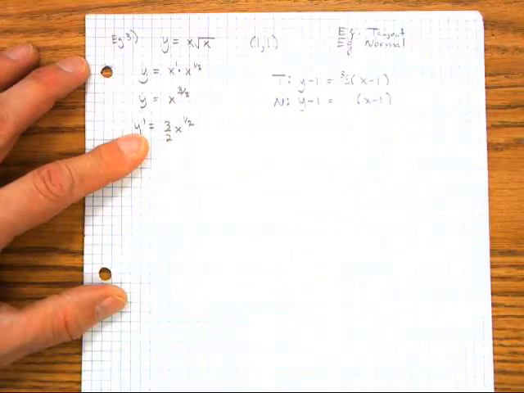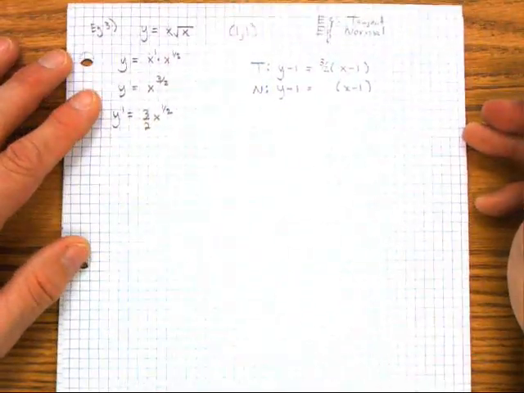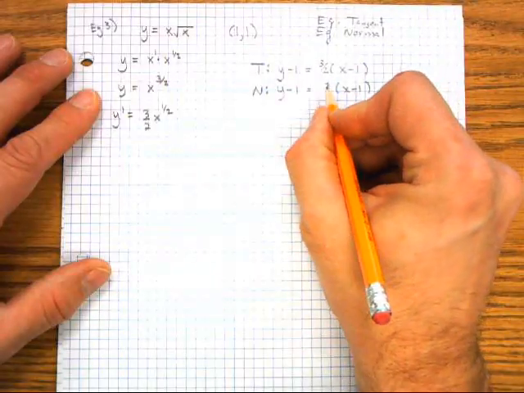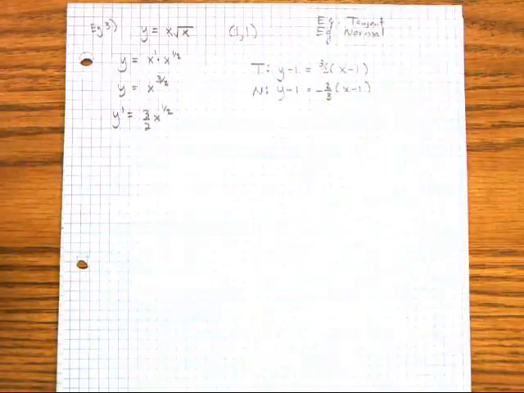That one's finished. What's the only adjustment I need to make for the normal line? Flip it and put a negative, and now the normal line's finished.